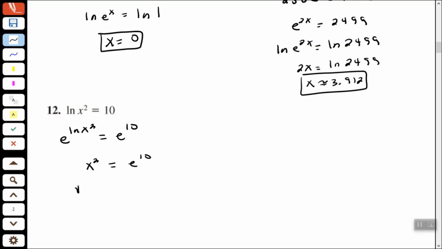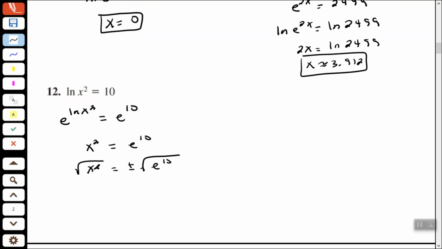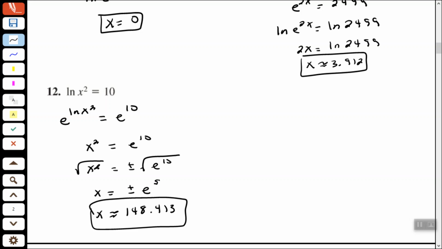All right, so now if I take the square root of both sides, remember the square root, that's the same thing as dividing that 10 by 2, so that gives me x equals positive or negative e to the 5th. And then we throw that in our calculator, the e to the 5th, and that should give us approximately 148.413. Okay, so we just use those algebra rules to manipulate the e and the natural log, knowing that they are inverses of each other.